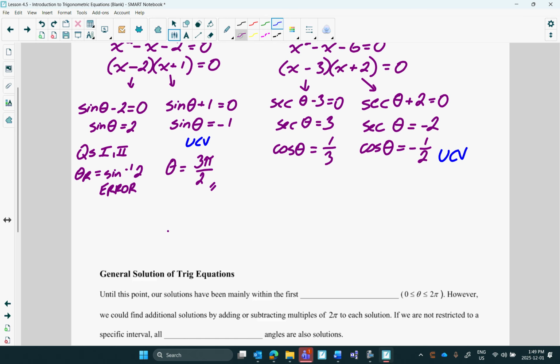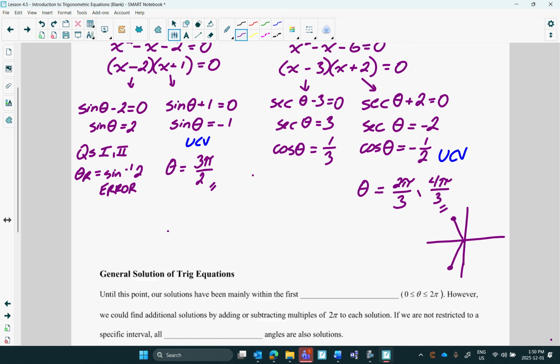Well, let's deal with the unit circle one first. So cos is -1/2. That's this one and this one. That's 2π/3 and 4π/3. And I got my 2 answers there.